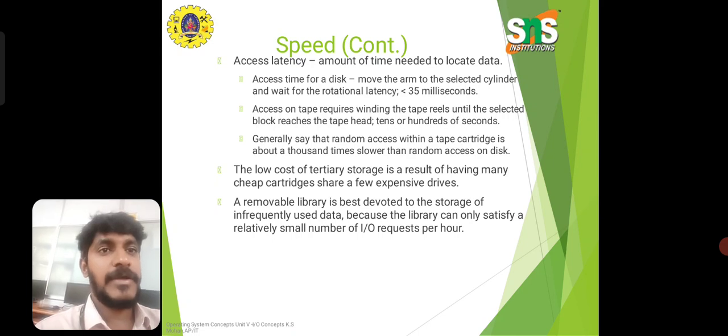Access on a tape requires winding the tape reels until the selected block reaches the tape head, which takes tens or hundreds of seconds. So we can generally say that random access within a tape cartridge is about a thousand times slower than random access on disk. The low cost of tertiary storage is a result of having many cheap cartridges share a few expensive drives. A removable library is best devoted to the storage of infrequently used data, because the library can only satisfy a relatively small number of I/O requests per hour.